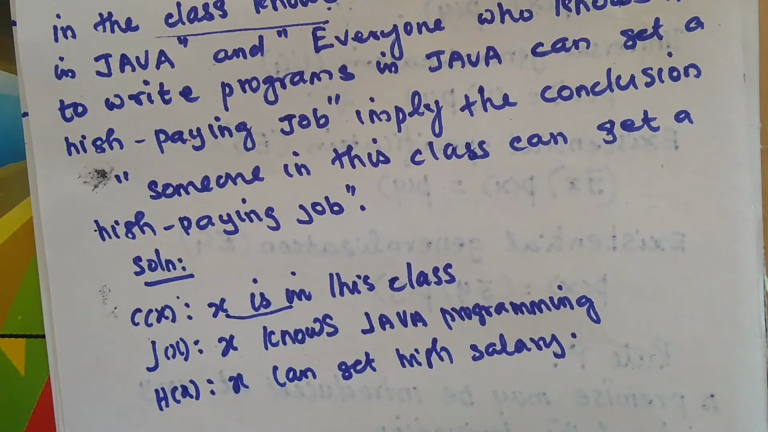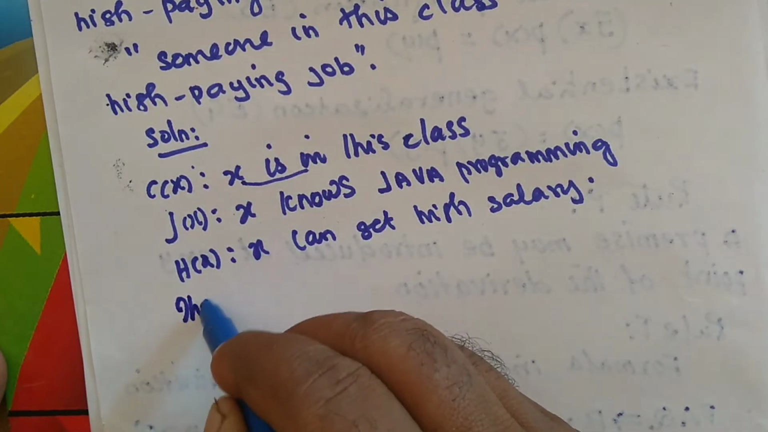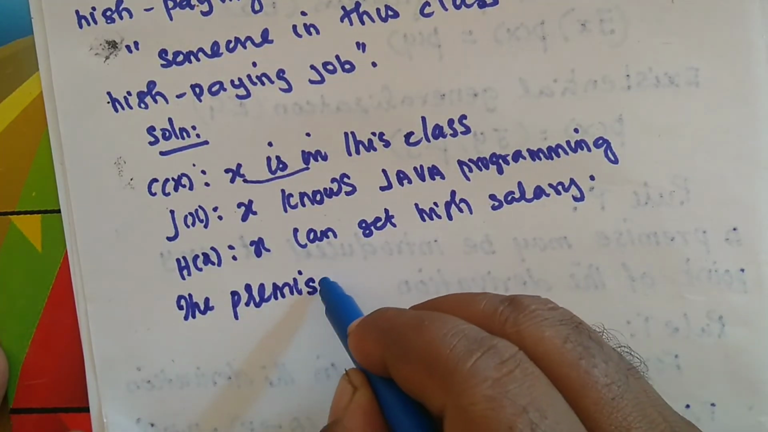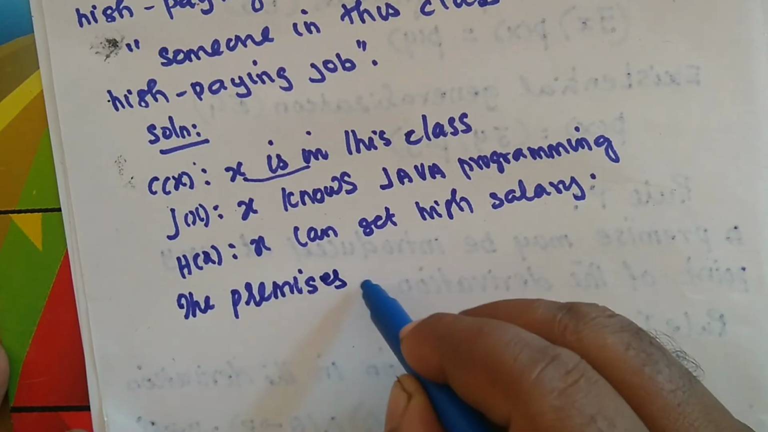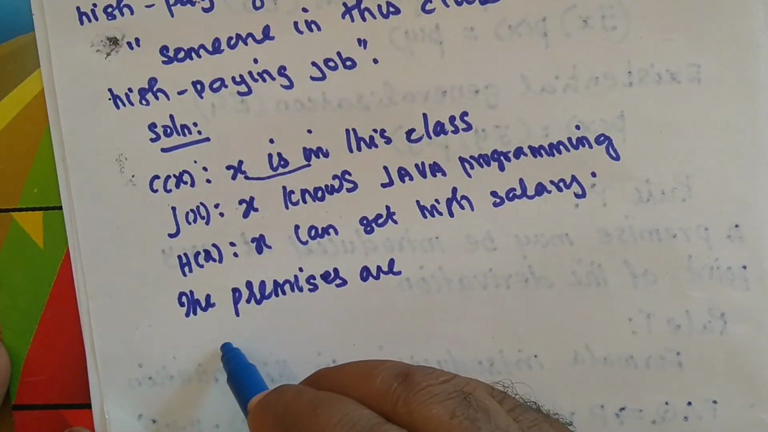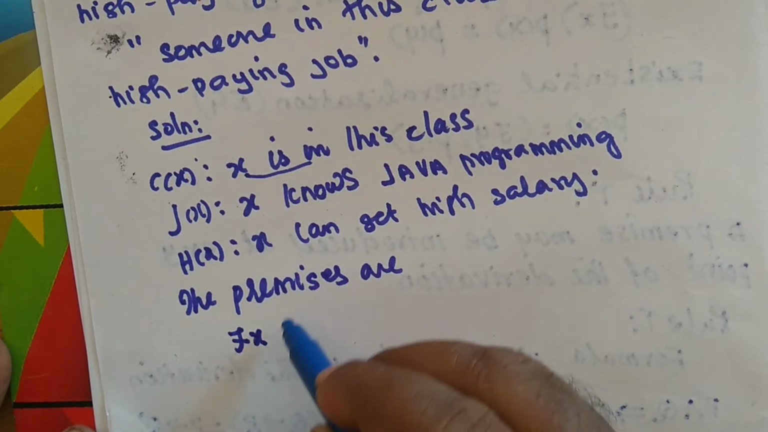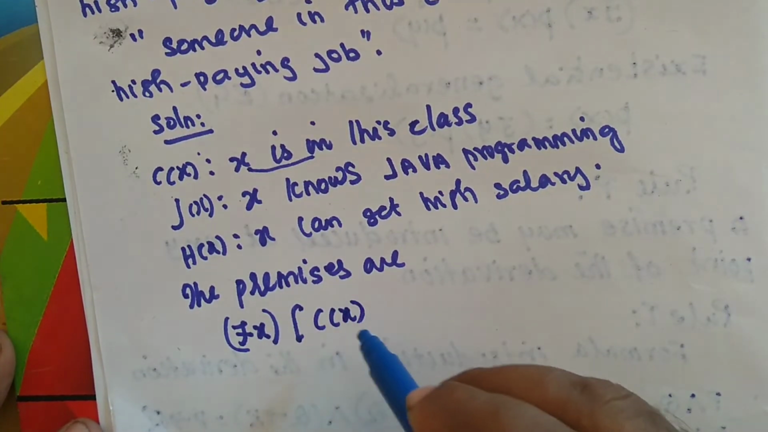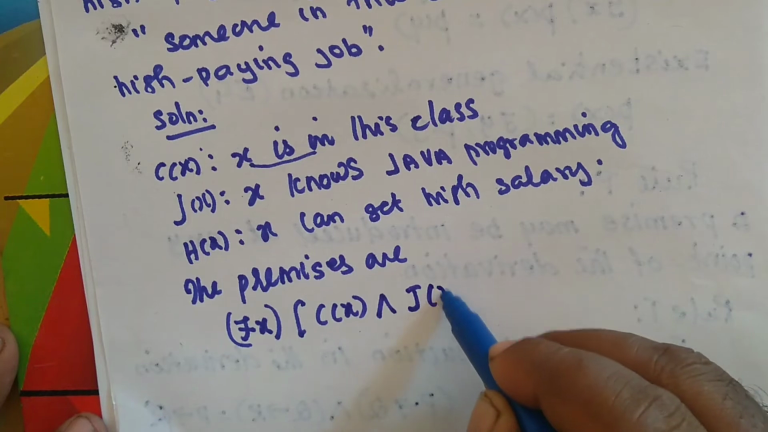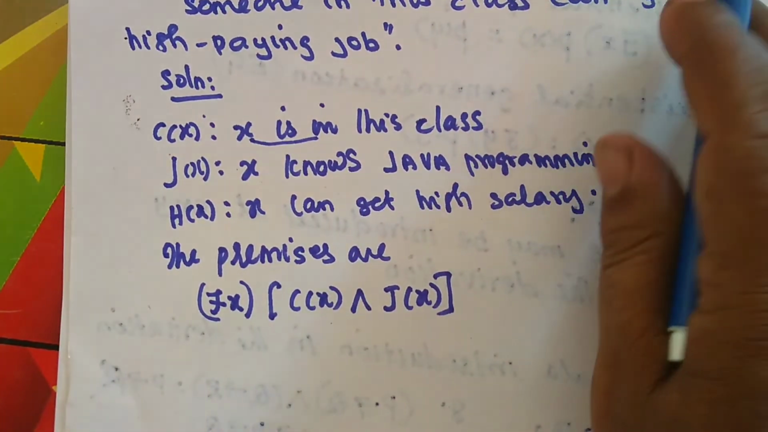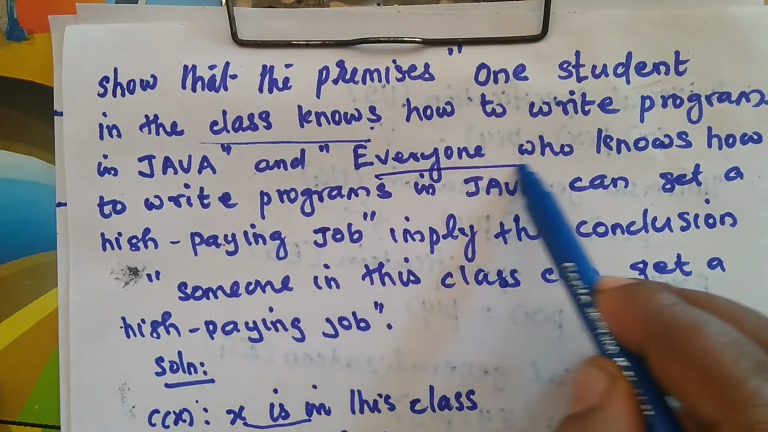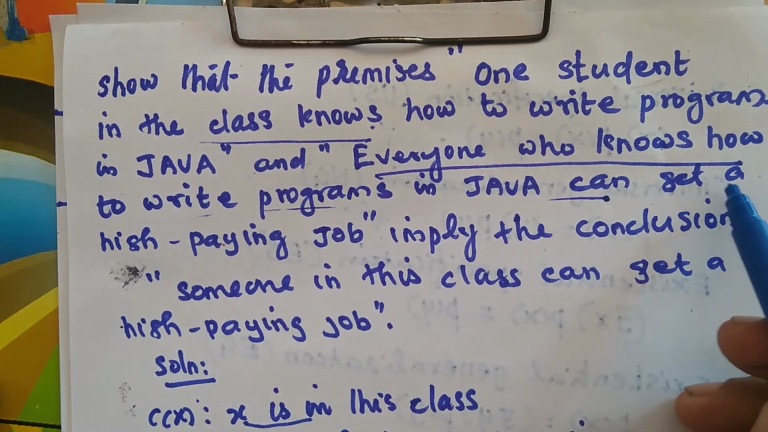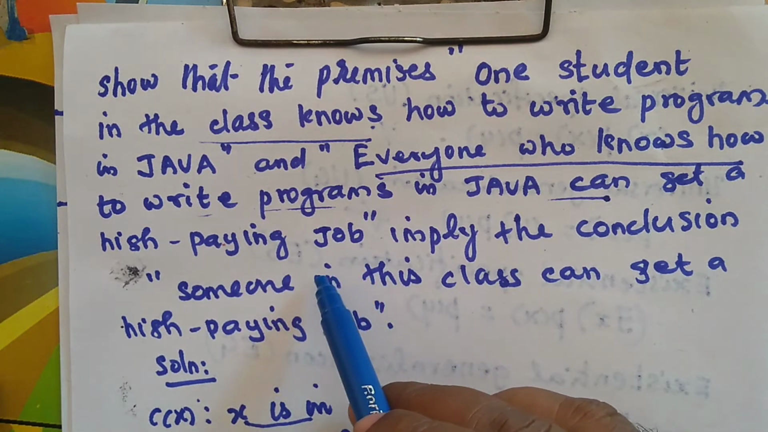That means the premises are, there exists x, C is in the class and knows Java. So everyone who knows how to write a program in Java gets a high paying job.